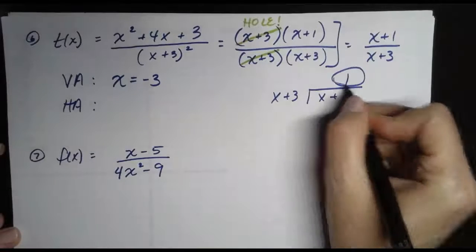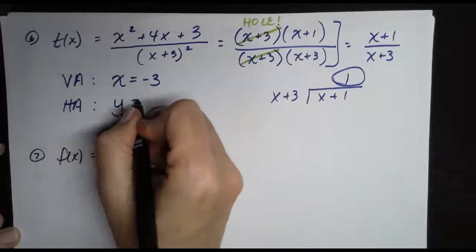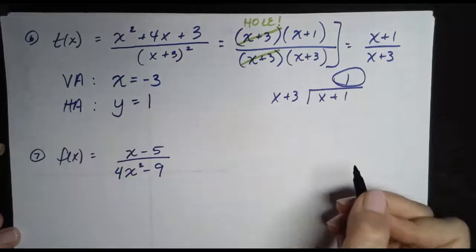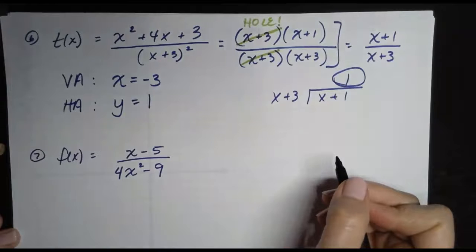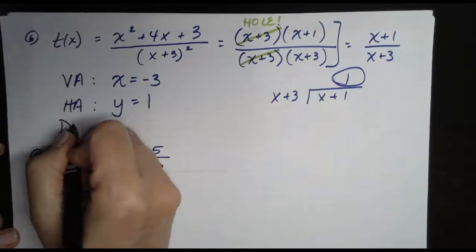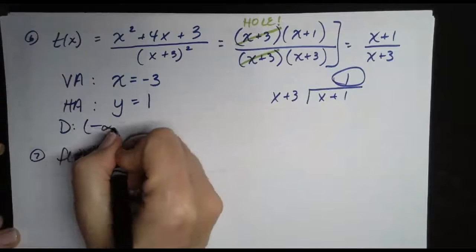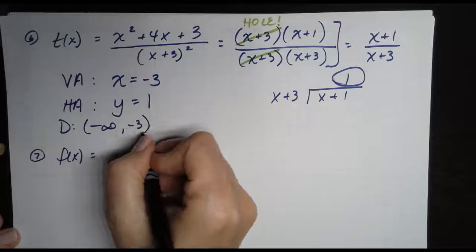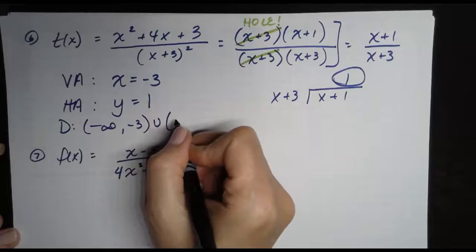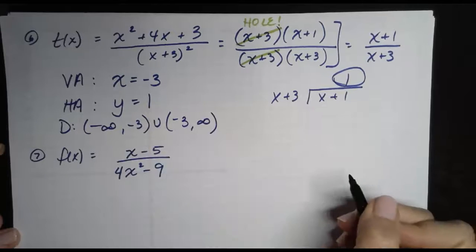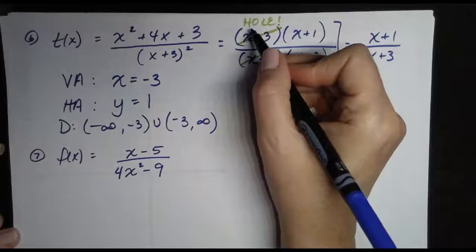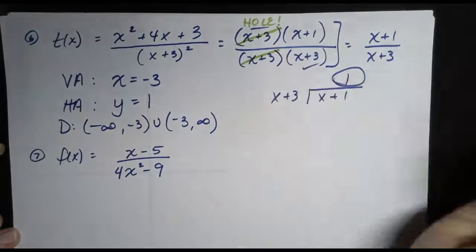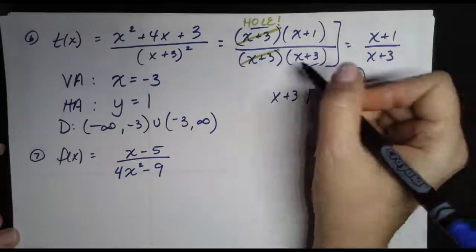Remember, we only want the quotient. So the horizontal asymptote is 1. Horizontal asymptote is 1. Domain, everything but -3, negative infinity to -3, union, -3 to infinity. And once again, how come our hole went away? Well, it's because we had a repetitive factor there.